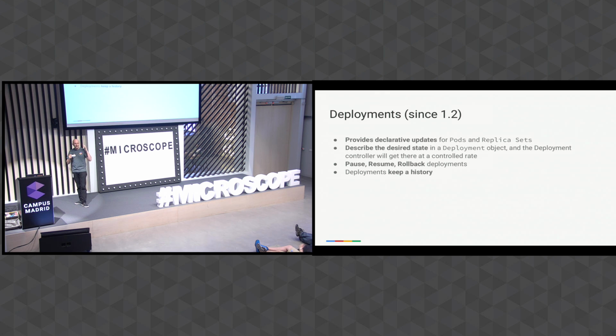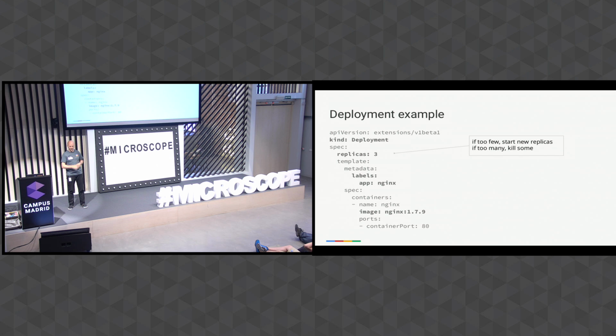Last but not least, deployments keep a history. You can roll back as many deployments as you want, provided that you have your images in your container registry and they are still there, which they should. Then you can roll back as many versions as you want until you get to version 1.